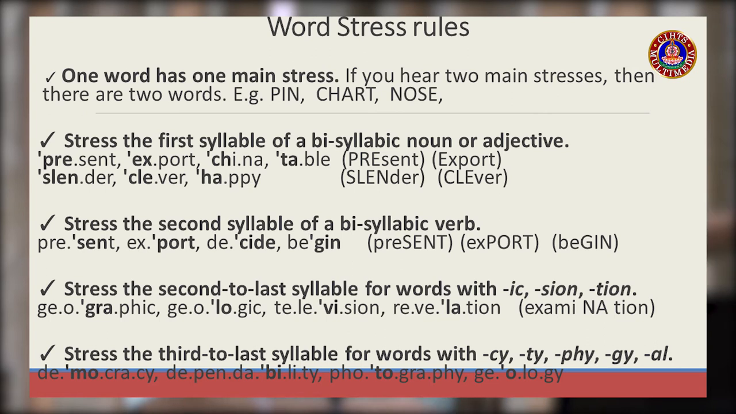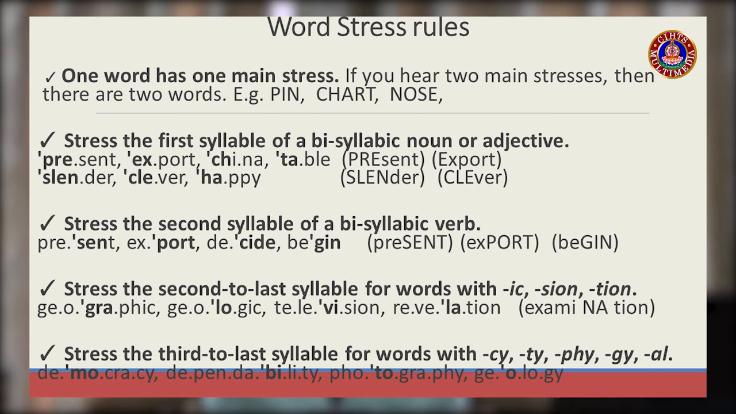Another rule says, if you have two syllables, bisyllabic verbs, if the words are verbs, then you shift the stress to the second syllable. The same word "present" can be used as a verb. And you say, I present. So now you have shifted and stressed the second syllable. Pehle ko chota kar diya. And second ko aapne zent bola.